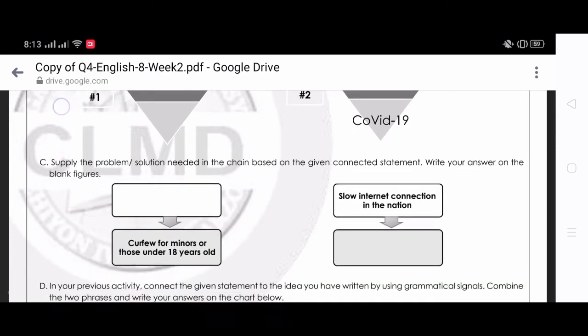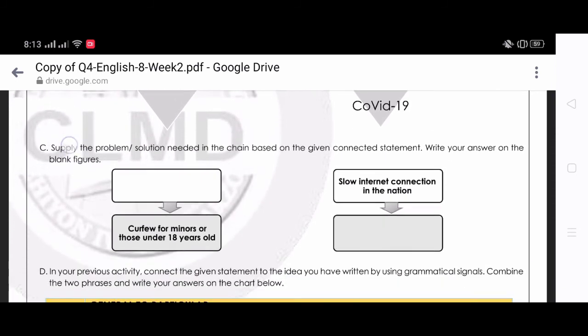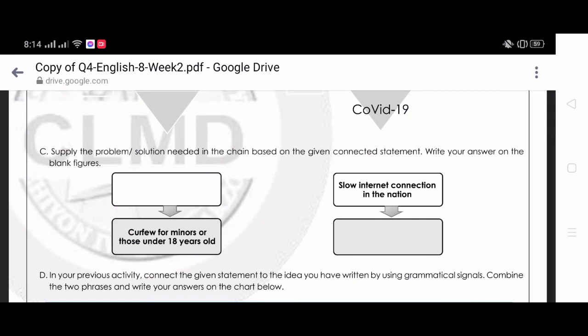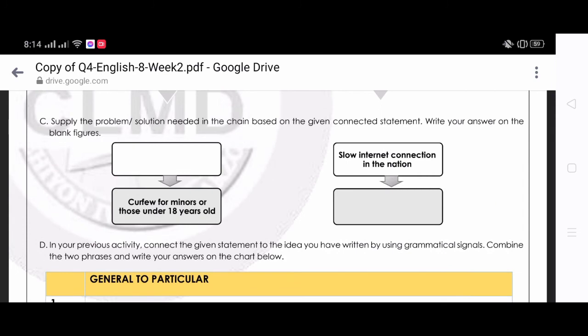Okay? Ito naman, sa learning task na ito, susupply nyo naman ng problema o solusyon itong mga bagay na ito. Dito, sa first part na to, yung curfew for minors or those under 18 years old, ito naman ay isang solusyon. Ano nga yung problema? Mag-isip kayo at maglagay kayo dyan ng problema. Dito naman, ay ito ang problema, yung slow internet connection in the nation. Ano nga yung pwedeng maging solusyon para dyan?